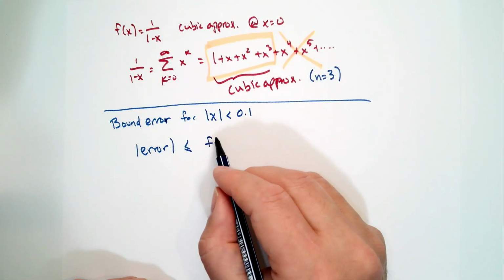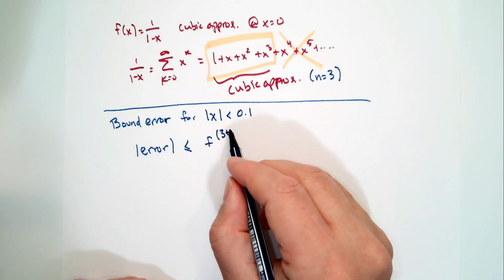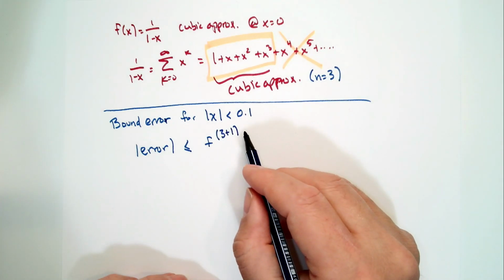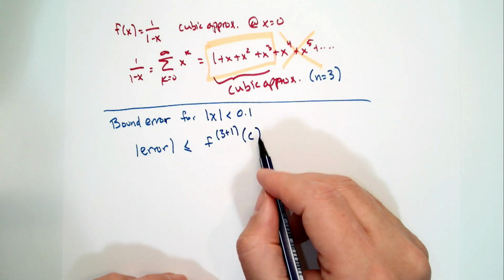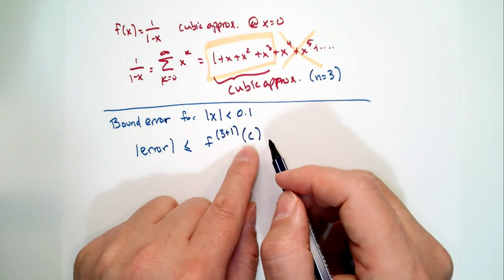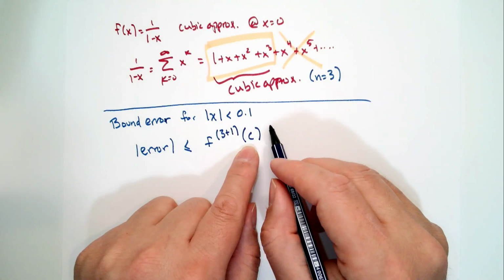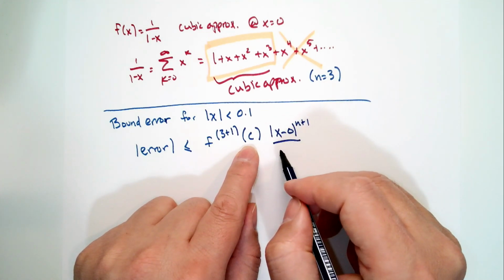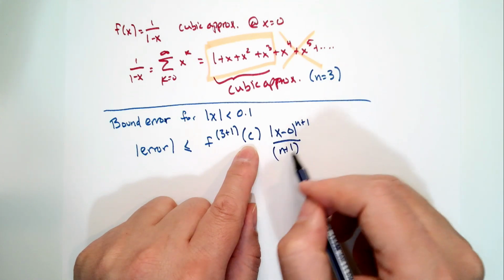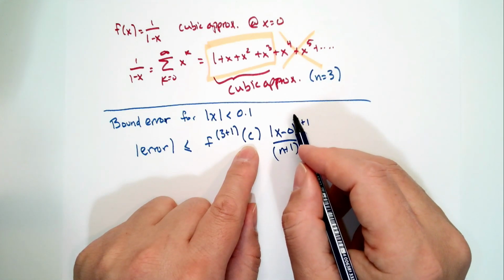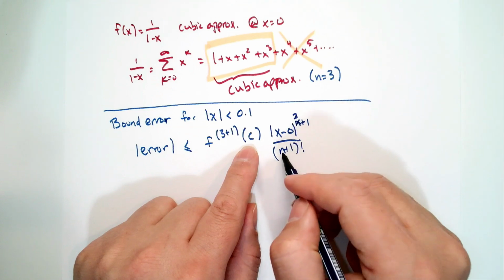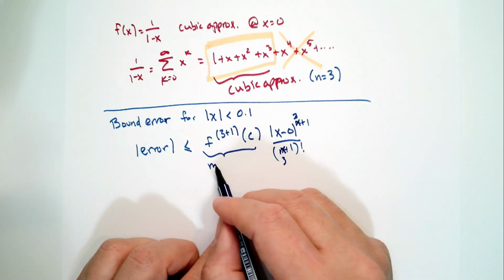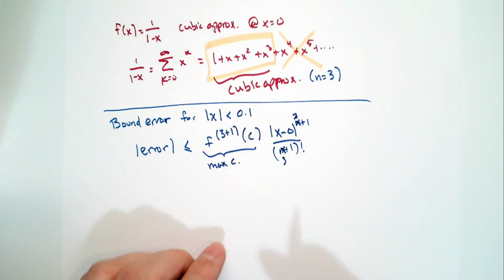So you go to your next derivative, the 3 plus 1th derivative. So in other words, the fourth derivative at some point C, we'll get to what we mean here by that, times x minus 0 to the power n plus 1 over n plus 1 factorial. And whoops, I should have said n equals 3, so that's really 3, and that's really 3 there. And here, we pick the max C.